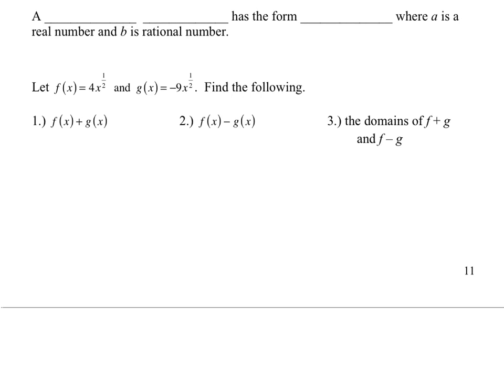Let's define a new type of function, a power function. It has the form y equals a x to the b power, where a is a real number and b is a rational number. So let f of x equal the power function 4x to the 1/2, and g of x equal negative 9x to the 1/2. So these can't be polynomials because their exponents aren't whole values. So these are power functions. We're going to practice using them to add and subtract.